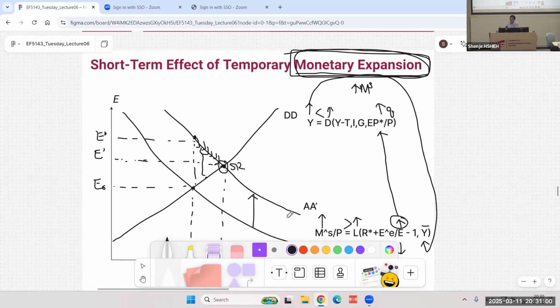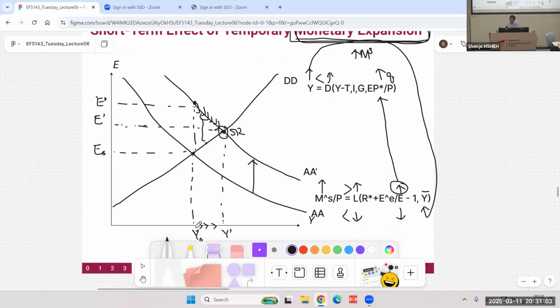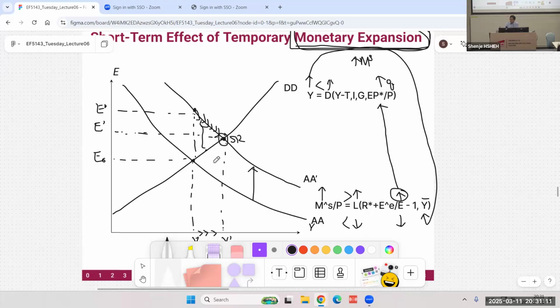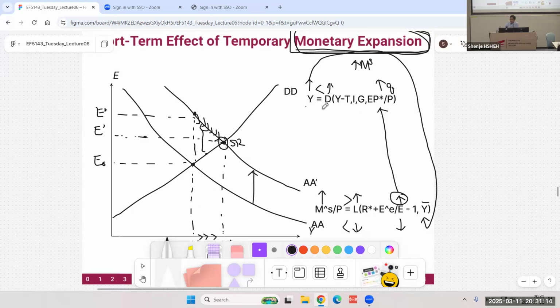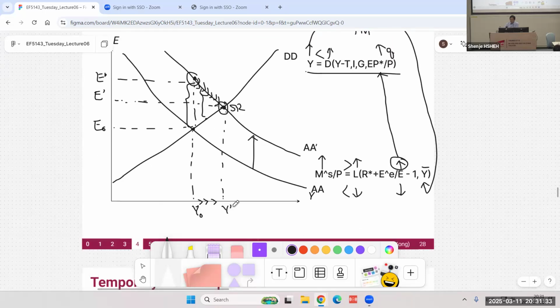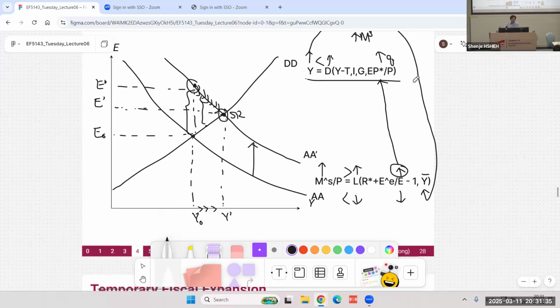So that means that A schedule shifts, right, for sure, because holding Y fixed, every E must be at a higher level, right? So the A schedule shifts up. But that higher E will feed into aggregate demand equation, boosting exports, right? As long as the E double prime, this new A schedule, is larger than E naught, right? Every point, the E's corresponding to the DD schedule. As long as there's a gap between this line and this line, output wants to keep moving to the right, right? Because there's a higher Q. Q is still higher than before.